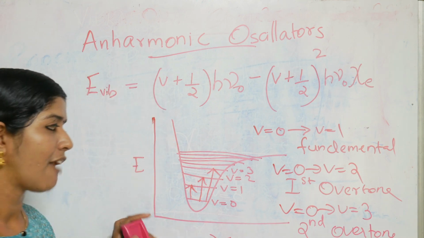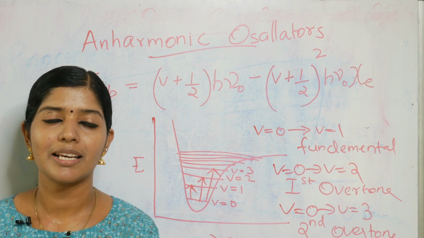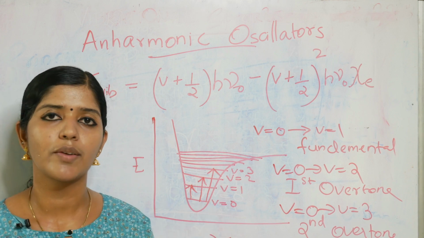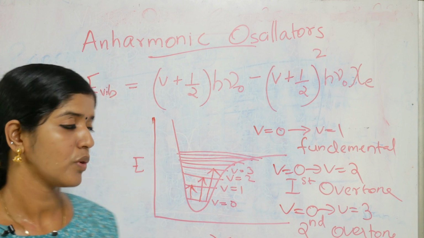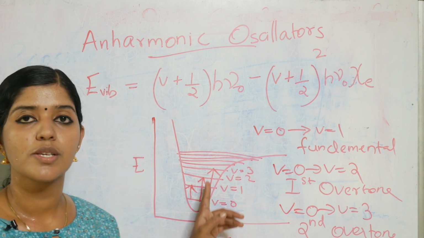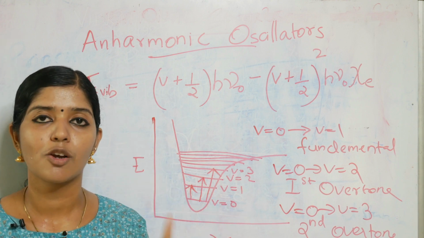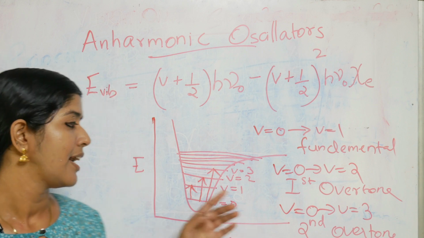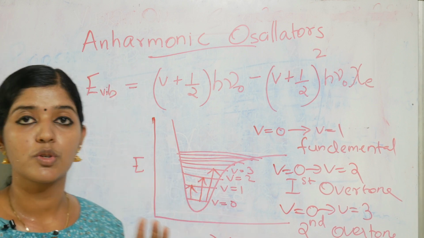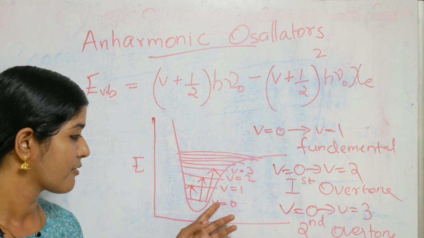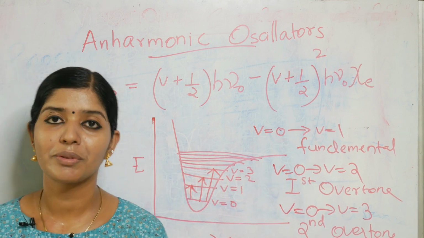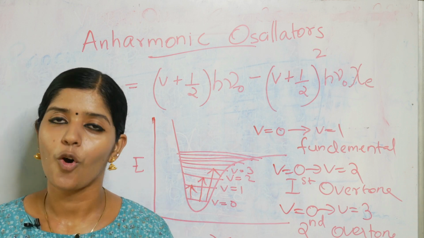After that, overtones will be less visible, so we don't have to learn all that. You only need to learn these 3 transitions. The transition from V equal to 0 to V equal to 1 is called the fundamental transition. The transition from V equal to 0 to V equal to 2 is called the first overtone. The transition from V equal to 0 to V equal to 3 is called the second overtone.